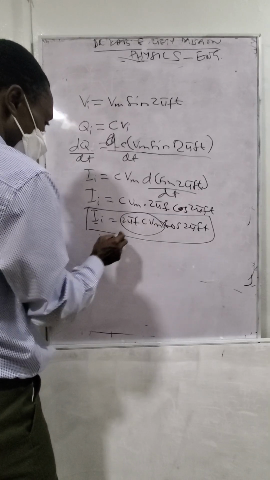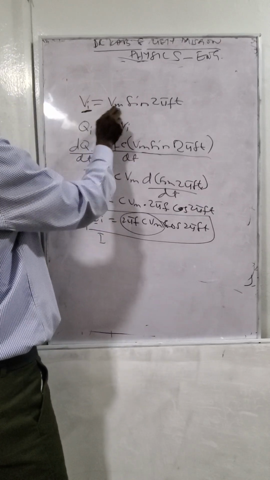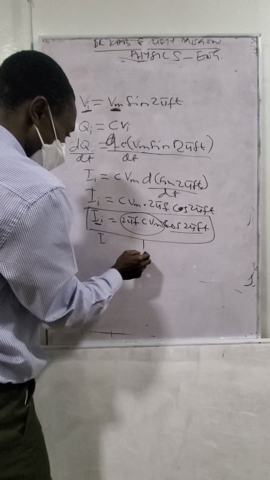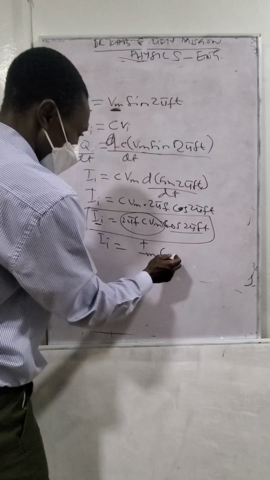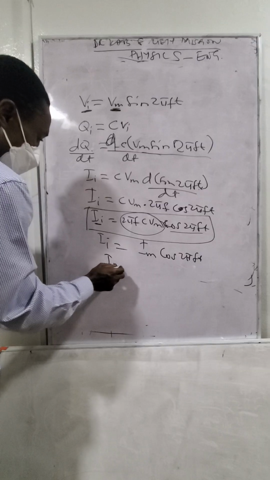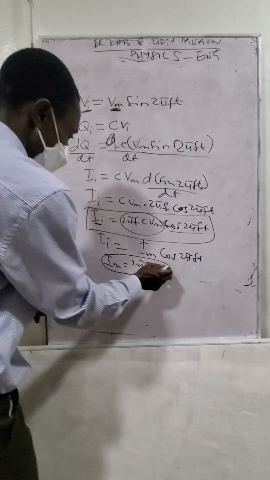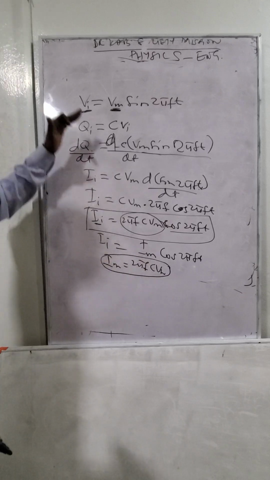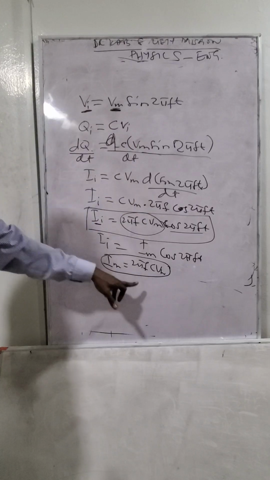You can see that when this is instantaneous, this is the V max. So if this is the I instantaneous and this is the equation, then this becomes I max: I instantaneous equals I max cos 2 pi f t. It means I max is equal to 2 pi f C V max. If you want to find the maximum current for the alternating current, this will be the formula for the current flowing through the capacitor.